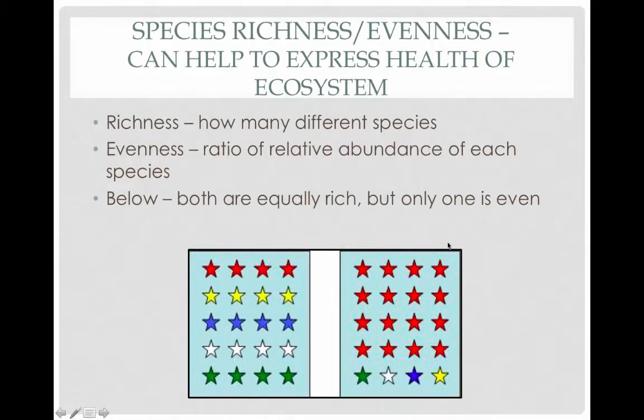A white-tailed deer population that is out of control because other things have been lifted or they have more resources available to them. So both of these, both richness and evenness, can tell you about the health of an ecosystem.